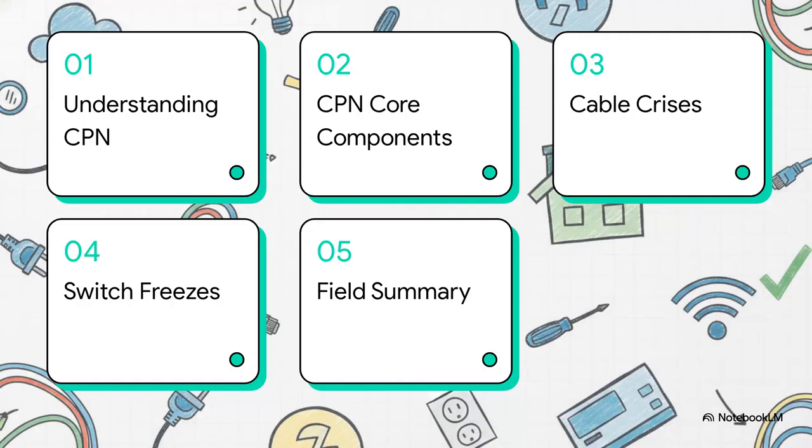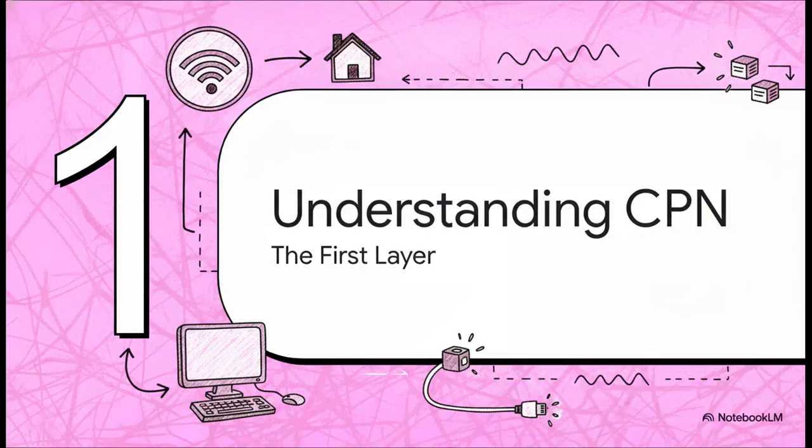Okay, let's dive right into this. Here is our roadmap for today. First, understanding the CPN. Second, CPN core components. Third, cable crises. Fourth, switch freezes. And finally, a field troubleshooting summary. All right, part 1, understanding the CPN.